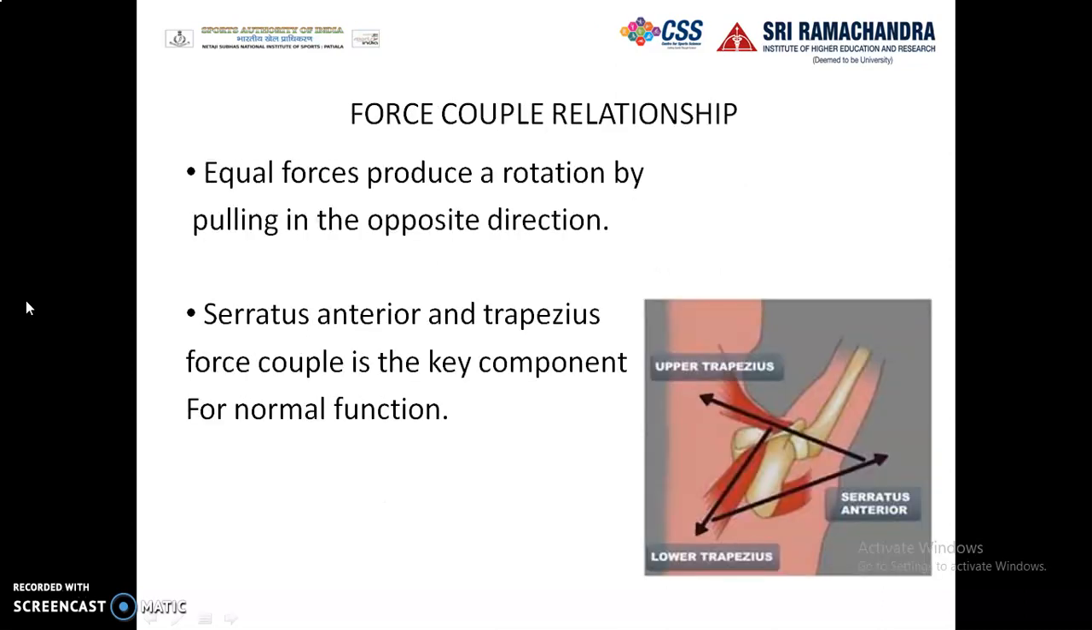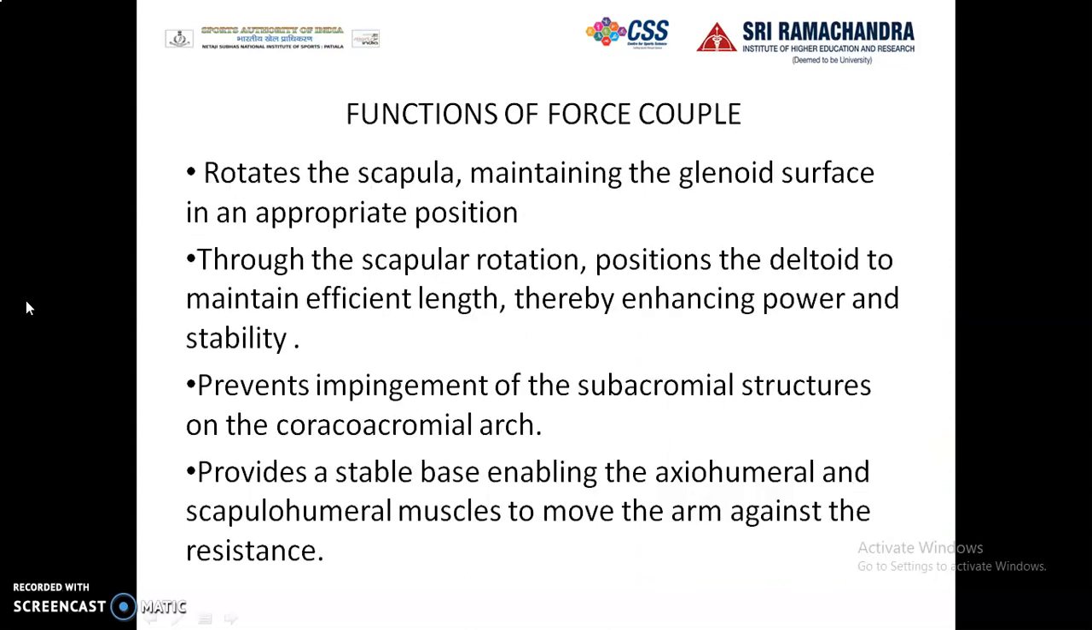And yes, we have already studied the force couple relationship. What do you mean by the force couple relationship? When you talk about a force couple, equal forces produce a rotation by pulling in opposite directions. When you consider the serratus anterior and the trapezius, the force couple is the key component for normal function of the shoulder. So what are the functions of force couple? It rotates the scapula and maintains the glenoid surface in an appropriate position.